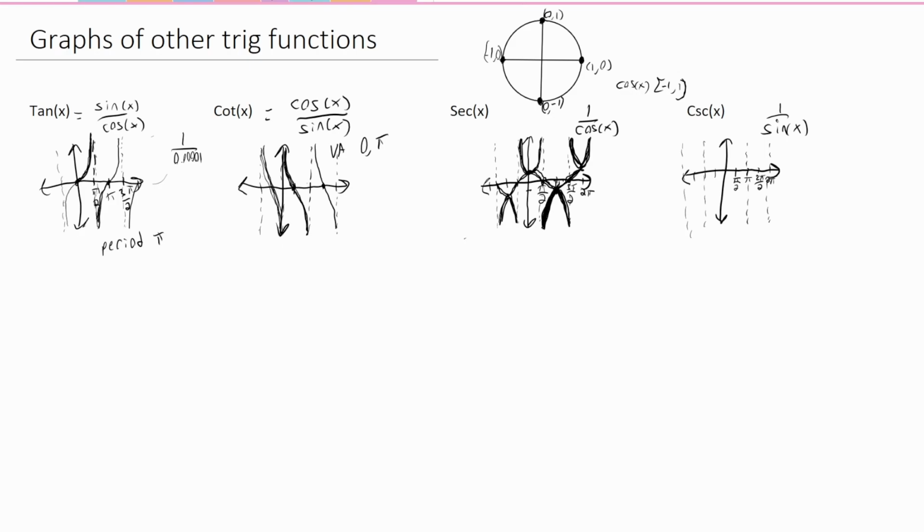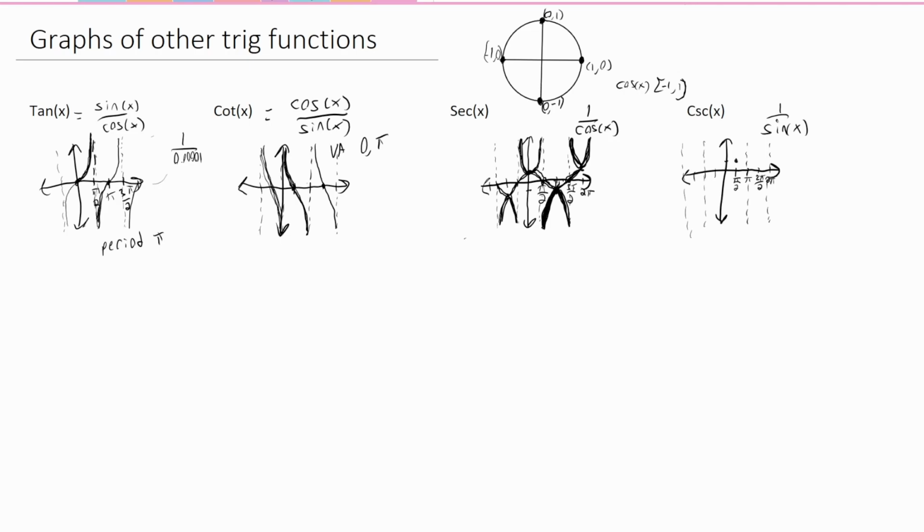And similarly to secant, if we look at our key points, at 0, this is undefined. So we have a vertical asymptote at x equals 0. But if we look at pi over 2, our y value is 1. So we're going to have 1 divided by 1. So that means we're going to have this point here. And similarly to secant, as we approach our vertical asymptotes, either to the left or to the right, we're going to be going, in this case, to positive infinity.